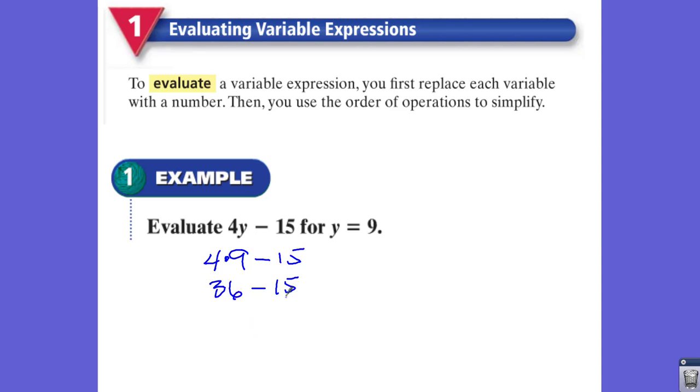So 36 take away 15. The way I like to do it is in stages. 36 take away 10 gives me 26, and then I take away 5 more, which gives me 21. Notice here I did not use any equal signs, because expressions do not have equal signs. Everything in algebra is done vertically, so we just simplify it down. Do not put the equal sign like this, because I do not want you doing that. What we're doing is simplifying these algebraic expressions, and when we're simplifying, it doesn't have an equal sign.